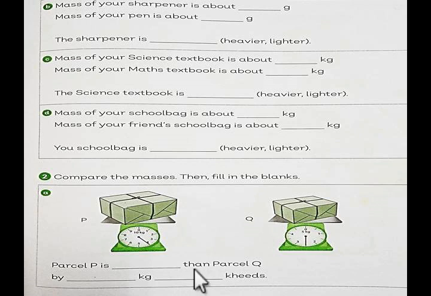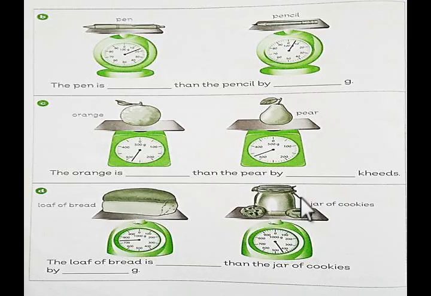Okay. Next, number three, the pen is than the pencil. So the pen, how many grams? The pen is what, heavier or lighter? Do the pointer, look at the pointer. The pen is what, heavier or lighter than the pencil, by how many grams? Write the grams here. Pencil, by how many grams?